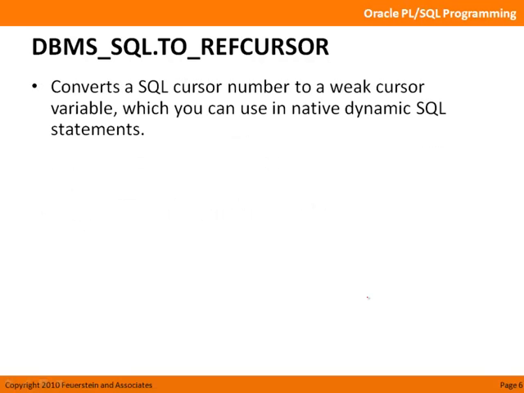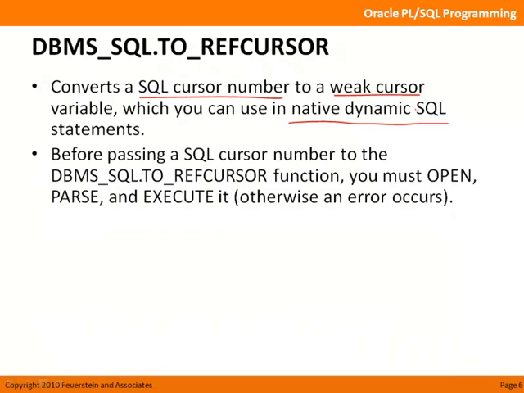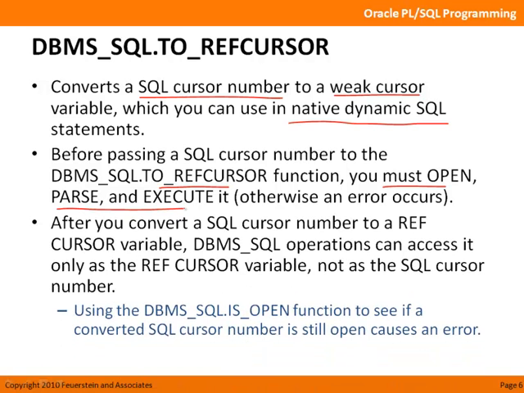Let's take a look at each one. TO_REFCURSOR converts a SQL cursor number, a handle passed back from DBMS_SQL.OPEN_CURSOR, to a weak cursor variable. And you can then use that with native dynamic SQL or even static statements. Before passing a SQL cursor number to TO_REFCURSOR, you have to open, parse, and execute it. In other words, it has to be ready to go, and you've done that through your DBMS_SQL statements. And after you convert a cursor number to a REF CURSOR variable, DBMS_SQL operations will no longer be able to work with it. You can only work with it as the REF CURSOR variable, not as the cursor handle.